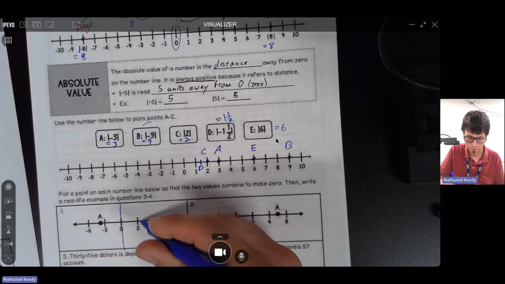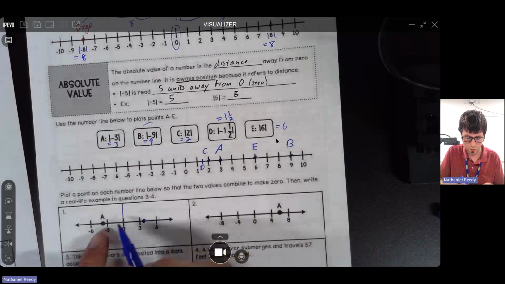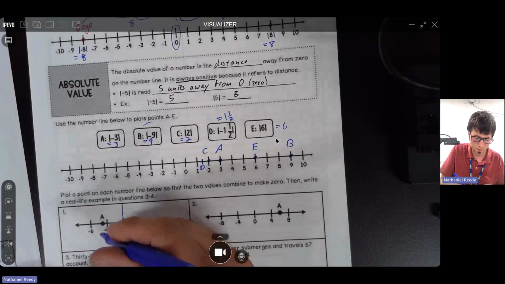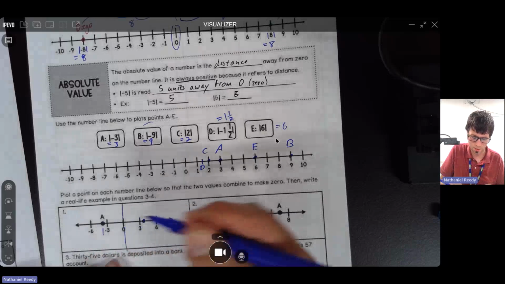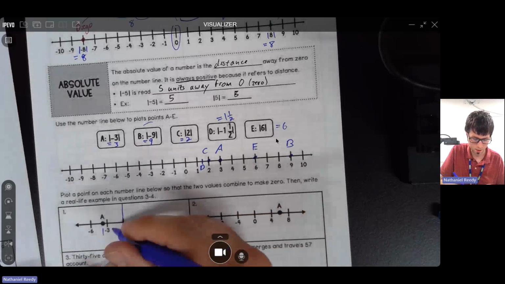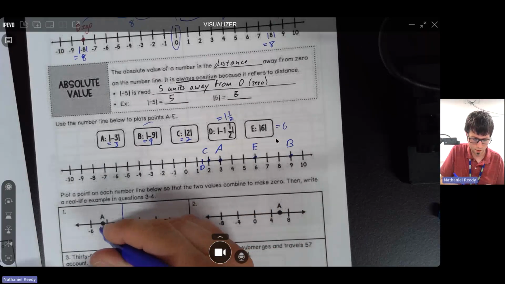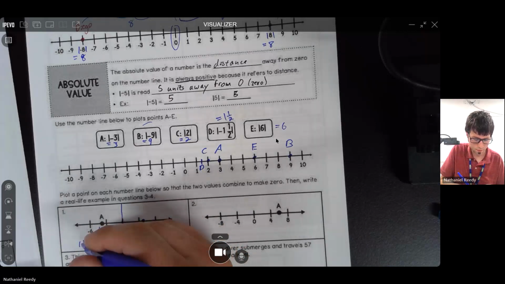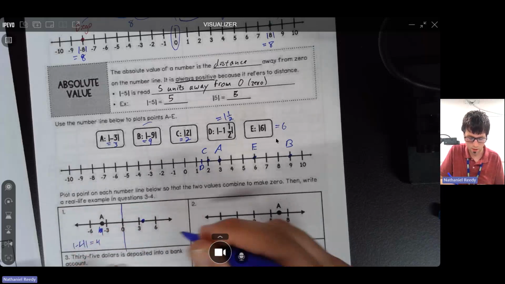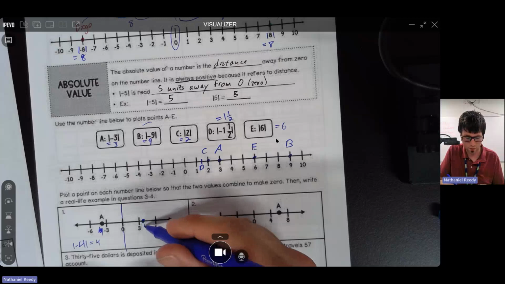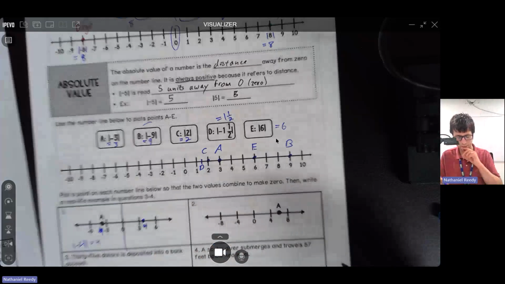Well, this number perfectly cancels out because if I take the absolute value of this number, maybe this is negative 4, I'm guessing, it would be 4. So I need to have another 4 over there. Again, I don't know if that's 4 exactly, but I'm just going to pretend it is.